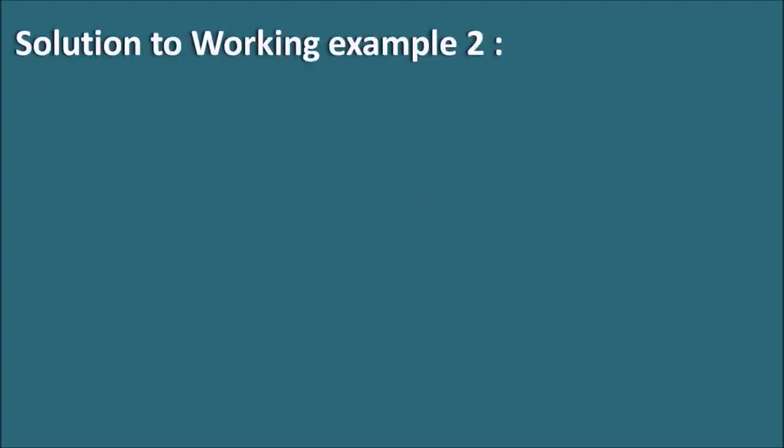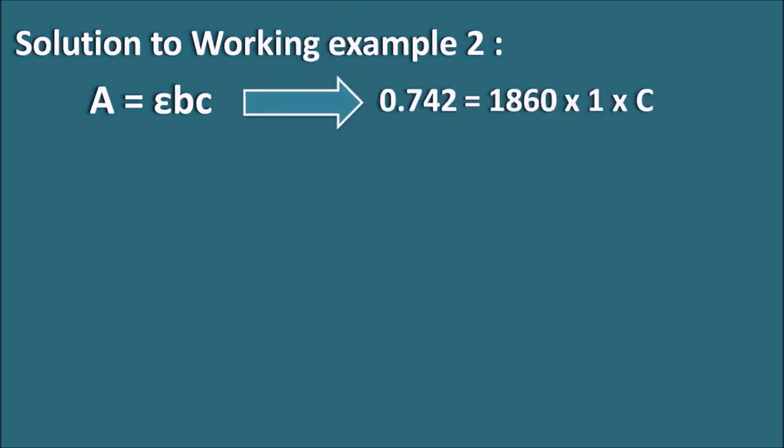Which equation can we use? We know the Beer-Lambert law, which gives the equation A is equal to epsilon B C, where A is the absorbance, epsilon is the molar absorptivity, B is the path length and C is the concentration. By substituting in this equation, 0.742 is equal to 1860, because the molar absorptivity is given as 1860, into 1, because the path length of the cell is 1 centimeter, into C, where C is the concentration. Rearranging this equation, we get the concentration C is equal to 0.742 by 1860.